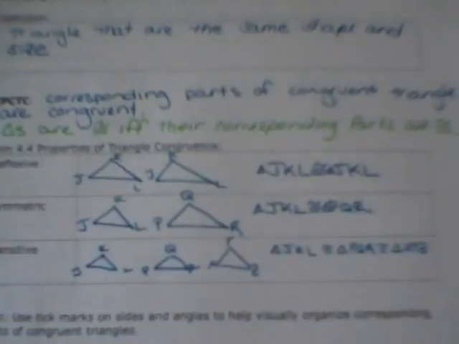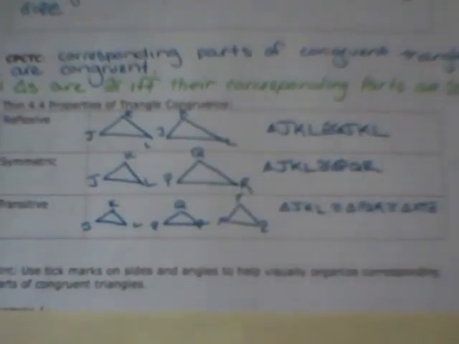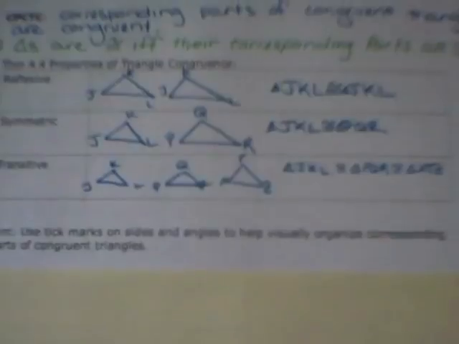The next thing that you should fill out is the chart below. Properties of congruent triangles. You have reflexive, symmetric, and transitive. Reflexive: A equals A. If a triangle equals itself, then it's the same triangle. Symmetric: if A equals B, then B equals A. Same gist. And transitive: if A equals B and B equals C, then the first and third will be equal to each other. All of these definitions can be found in your book.